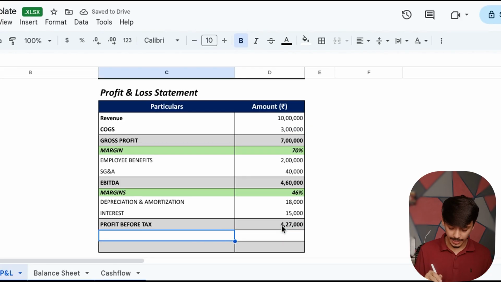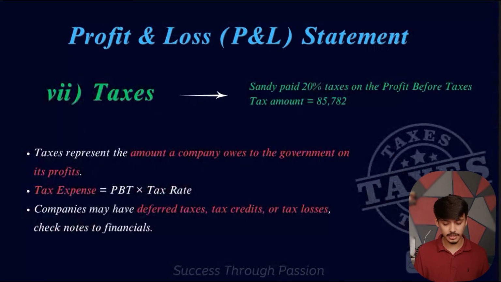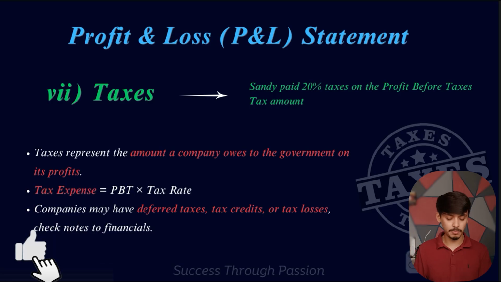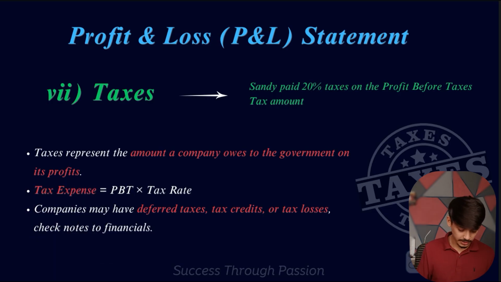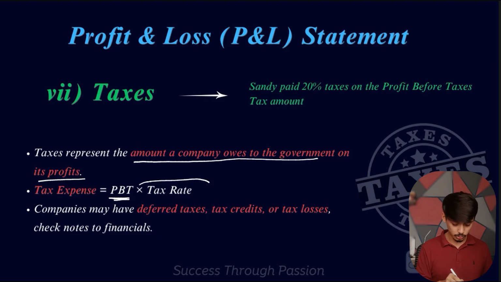Now the final line item that we are left with is the taxes that we pay to the government, after which we will finally get our net profit that we have earned as a business. To understand taxes, we have 3 pointers over here. The first is taxes represent the amount a company owes to the government on its profit. Most governments charge companies based on what they have earned as profit. Each government has a different tax rate that they charge to companies, and to calculate tax expense you have to multiply the PBT, that is profit before tax, into the tax rate.